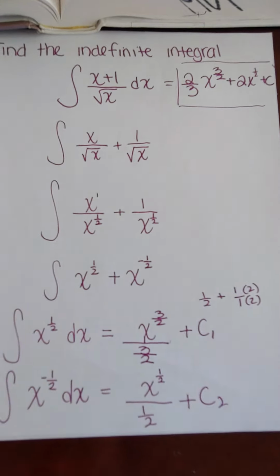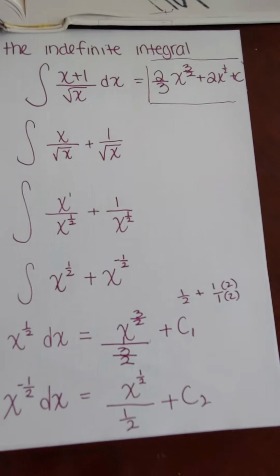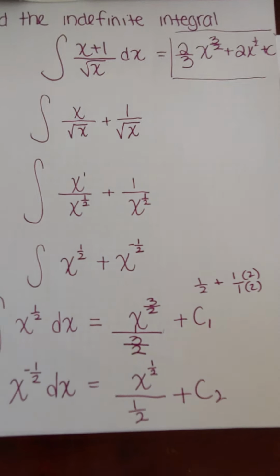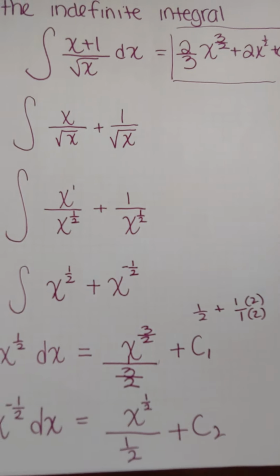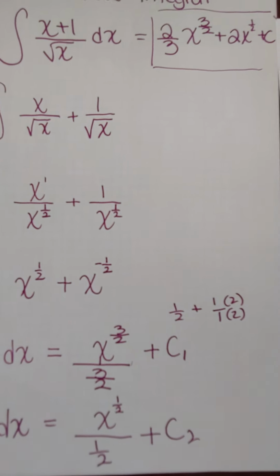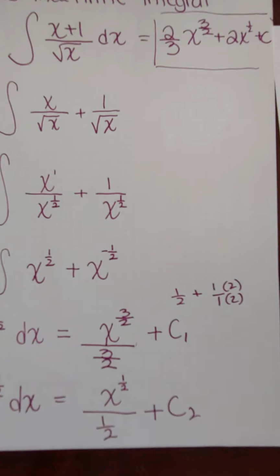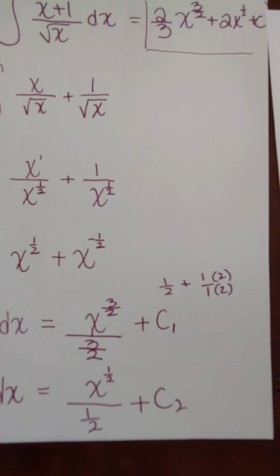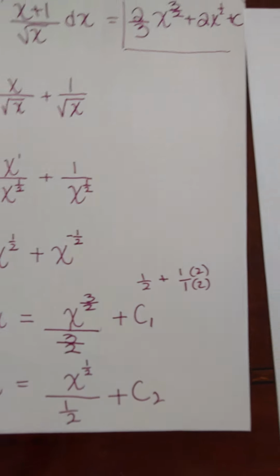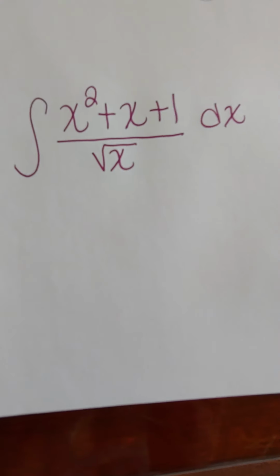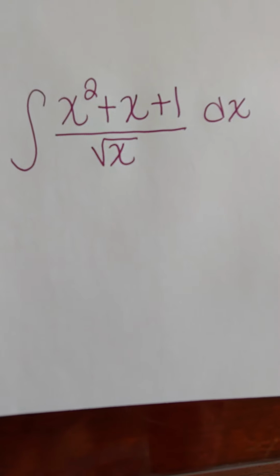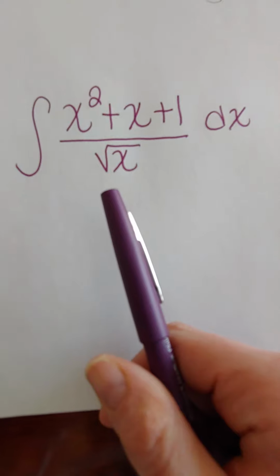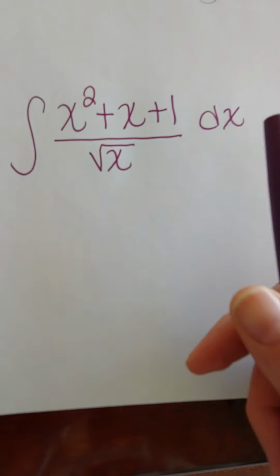All right, so now it's your turn. So you're going to either record yourself finding the indefinite integral or just put your pen to the paper finding the indefinite integral on the following problem. You're going to integrate x squared plus x plus 1 over the square root of x with respect to x.